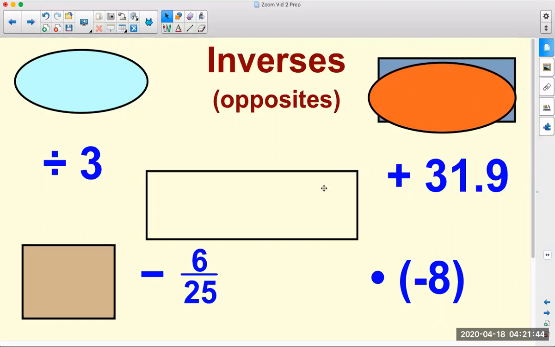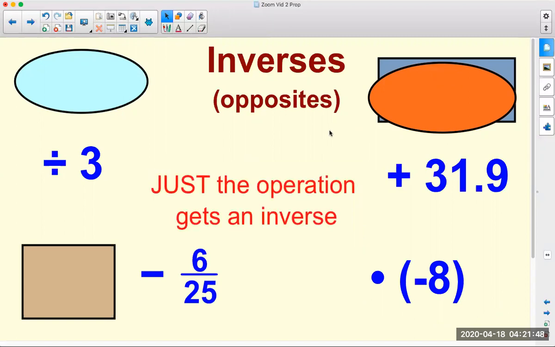Hey, did you notice how I said all those inverses? I only did the inverse of the operation in front of the number. I did not do the inverse of the number itself. When we're solving equations, we want to find the inverse of the operation and leave the number the same.